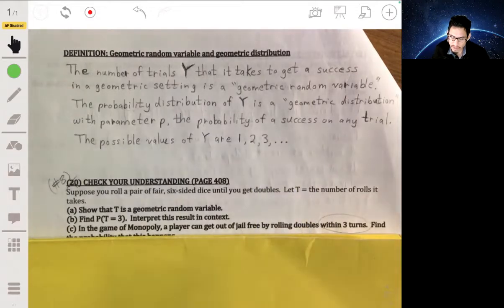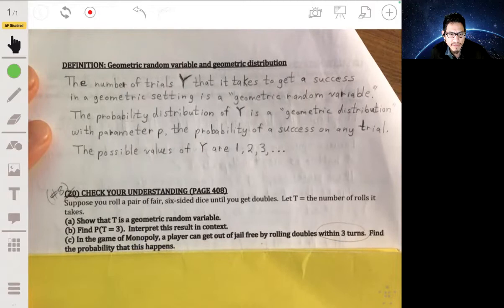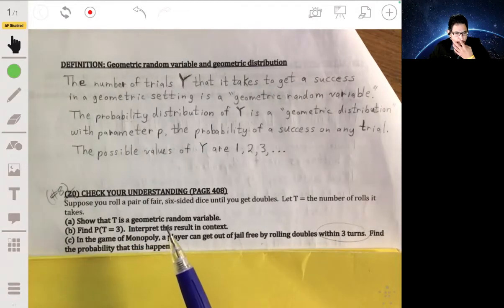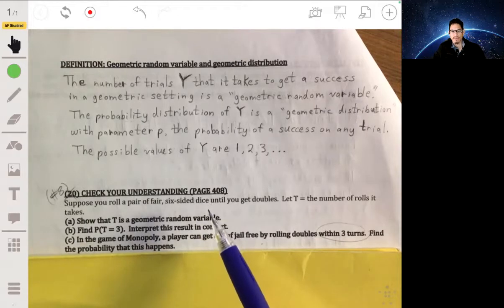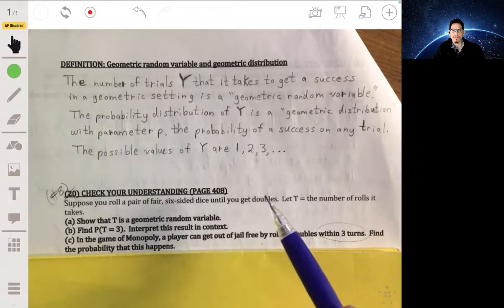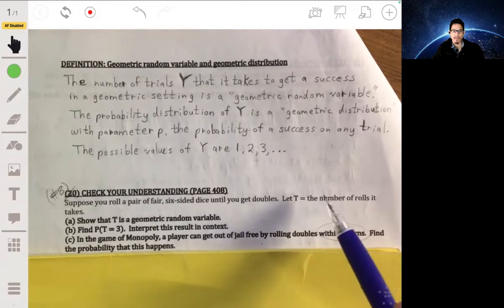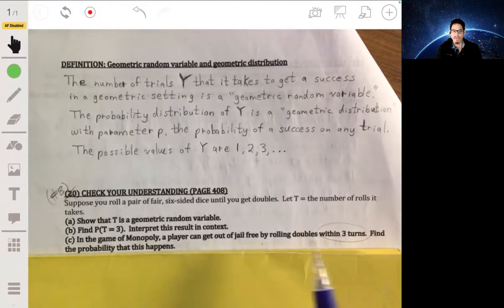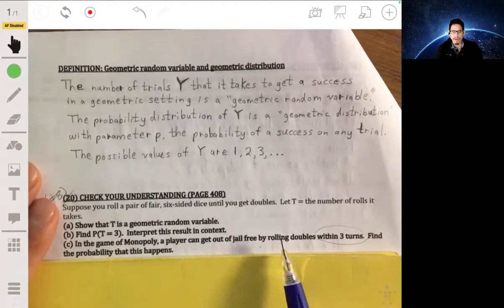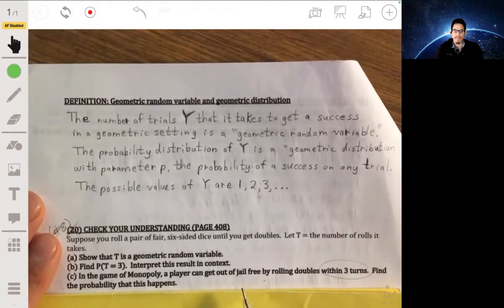So let's go through a practice problem because that always helps to understand this stuff better. So let's say we have a pair of six-sided dice, your typical normal dice, and we're going to roll until we get doubles. So T is going to be the number of rolls it takes to get doubles. So you get a pair of ones, a pair of twos, a pair of threes, a pair of fours, a pair of fives. So how do we show this is a geometric random variable?